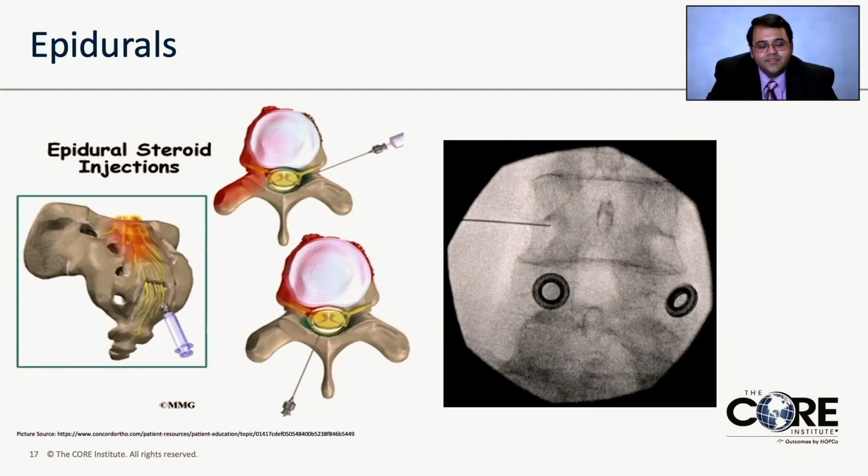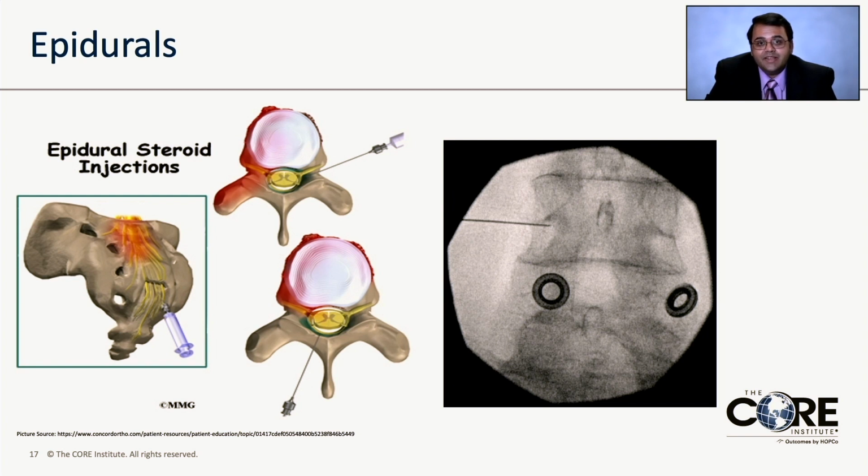So let's get to the procedures. Epidurals. A lot of people have heard about epidurals, labor epidurals, pain epidurals. For pain epidurals, we're typically injecting a medication called a steroid or cortisone. The epidural is the name of the procedure because that's the space that the needle enters. And the medication we're injecting is the actual steroid or cortisone. There are different types or names of steroids or cortisones out there.